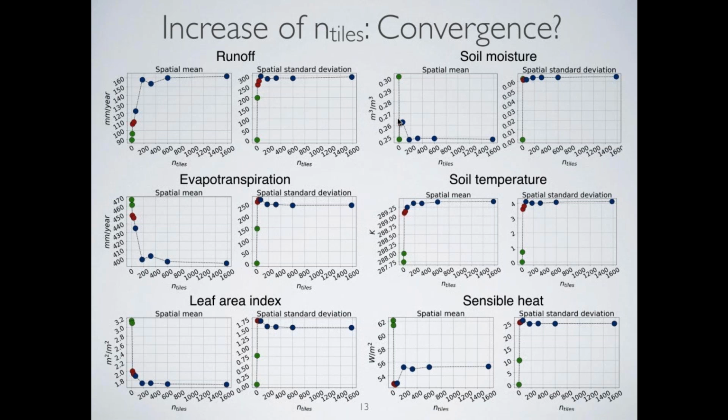But that is not the case for leaf area index, where the biggest driver is the number of intra-band clusters, which is the same case for sensible heat and soil temperature. While for soil moisture, as you can see, the biggest change happens when you go from the number of bands equals 1, the homogeneous case, up to 7, which is not surprising.